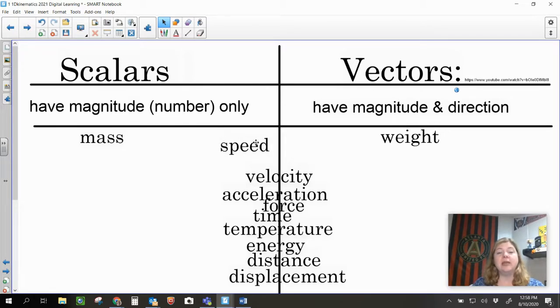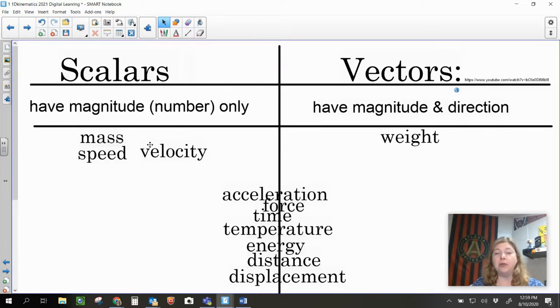Now, speed. Speed tells you how fast you're going. So when you look at your speedometer in your car, does it tell you what direction you're going, or does it only tell you how fast you're moving? It is a speedometer which only tells you how fast you're going. Now, velocity. A lot of you might think that speed and velocity are the same thing. They are not. They both tell you how fast you're going, but speed only tells you how fast you're going. Velocity tells you how fast you're going in a given direction.